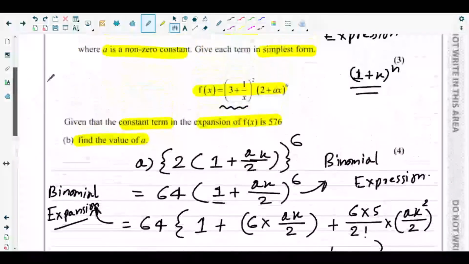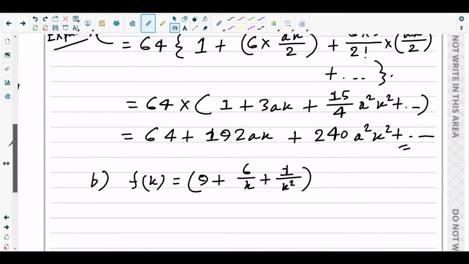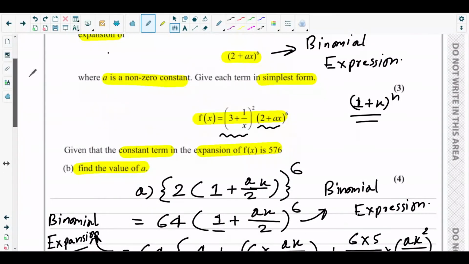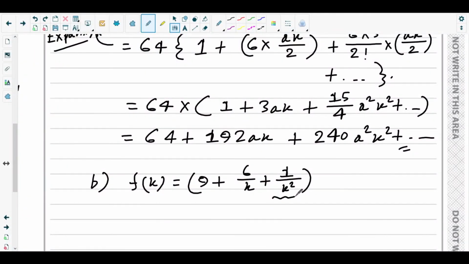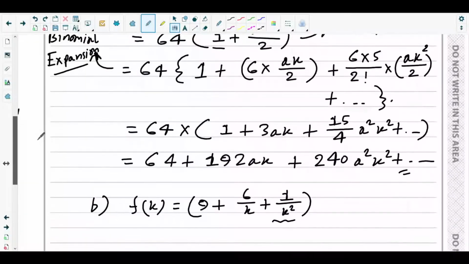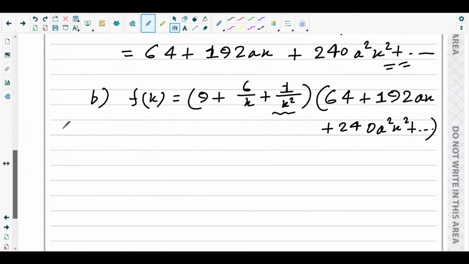Okay, now do we need to expand the whole binomial term 2 plus ax? No, it's not required, because if you look at the denominator of the quadratic term, 1 over x squared, right? So if you have the expansion of the binomial expression up to x squared, that's enough. So the first 3 terms, up to x squared, are enough. If you consider the answer that you got in part A, the expansion of the first 3 terms is enough for part B. So we will consider only the first 3 terms, that's enough to carry out the working.